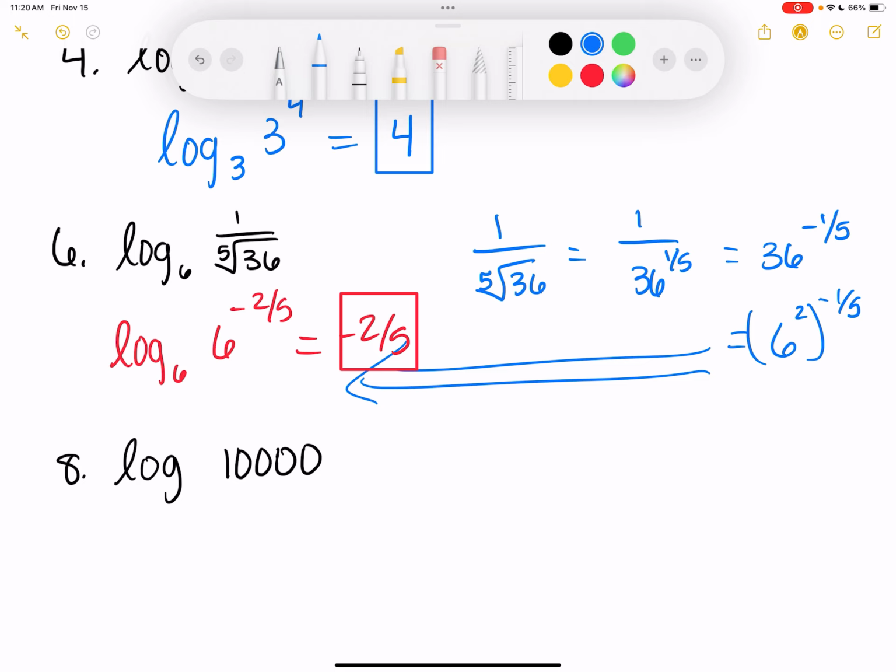What's 10 times 10? 100. What's 100 times 10? What's 1,000 times 10? How many times do we multiply 10 together? 4. So this would be log of 10 to the 4th. Log base 10 of 10 to the 4th would be equal to 4.